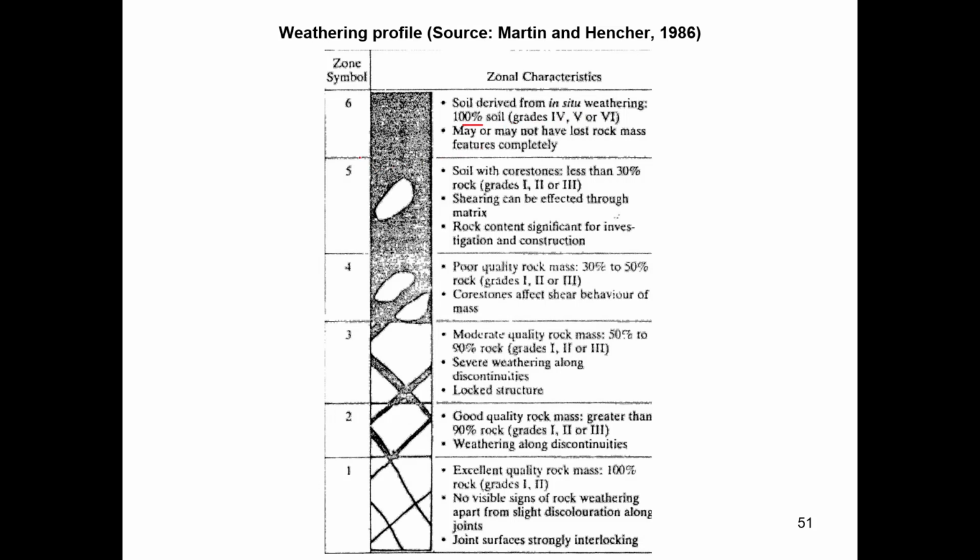If you go into grade 5, less than 30% has rocks. You have rock core here. Rock core here refers to grade 1, 2, 3. Grade 4, 5, 6 is considered as soil.